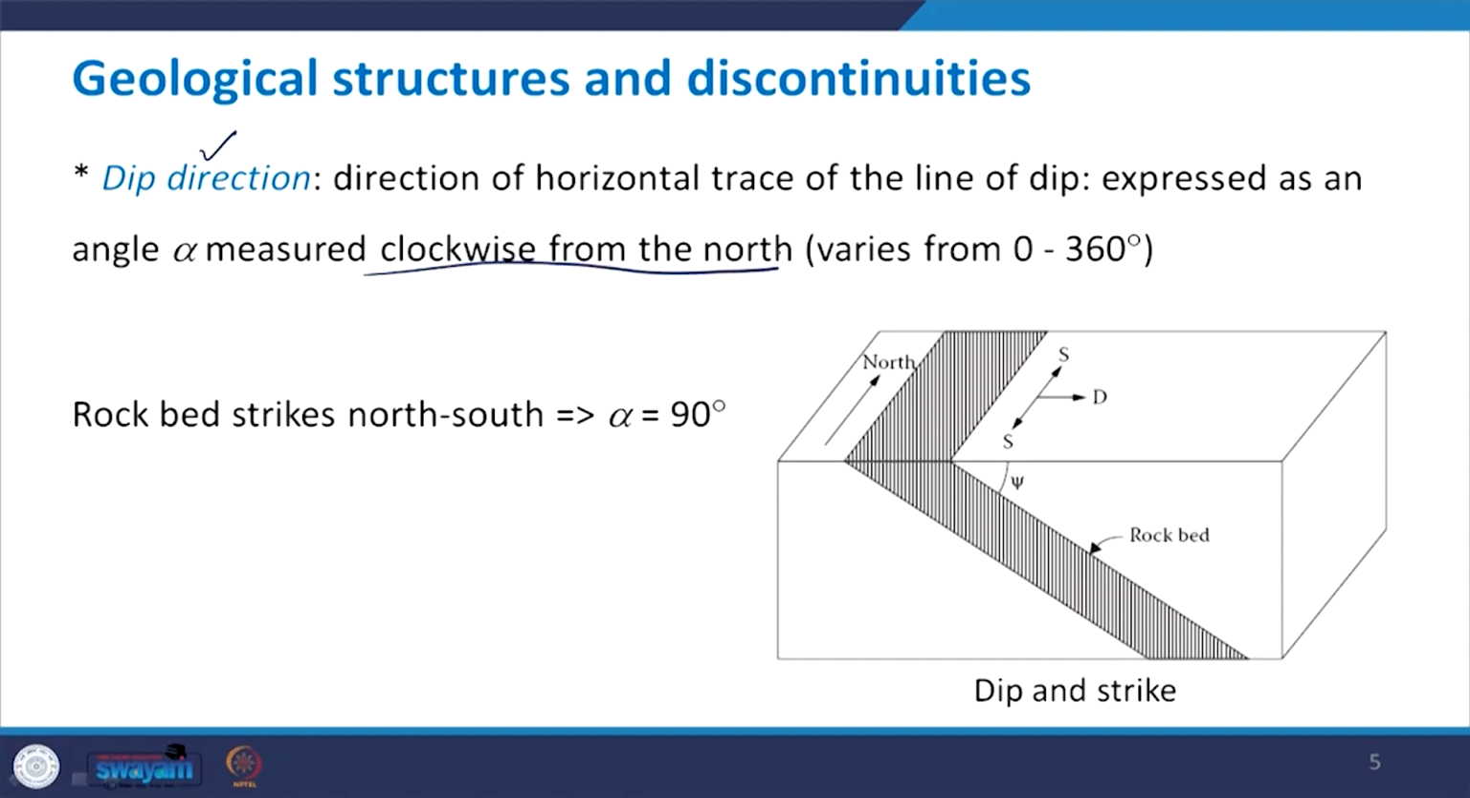Okay, and it can vary from 0 to 360 degrees. Now see, in this case the rock bed strikes north-south. This is the north, and then it is the south direction, and therefore the angle alpha works out to be, that means it is the angle from the north. So north is this direction, so this angle is 90 degrees, and therefore the dip direction in this case is 90 degrees. Once again, try to understand all these three terms.